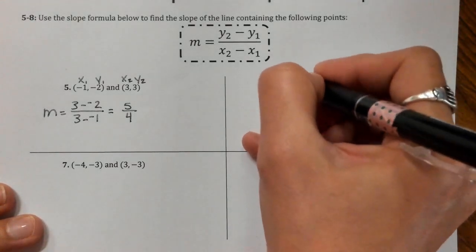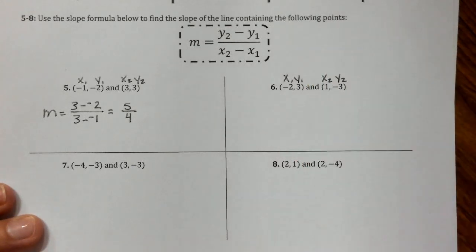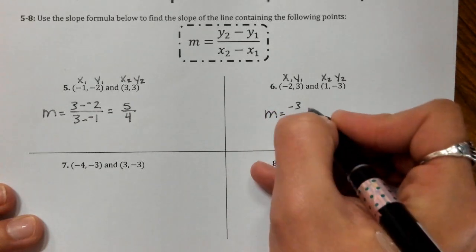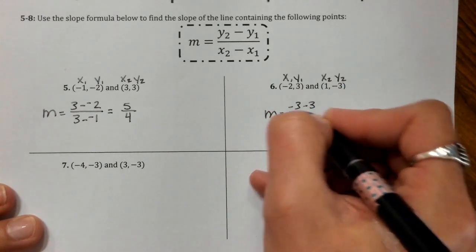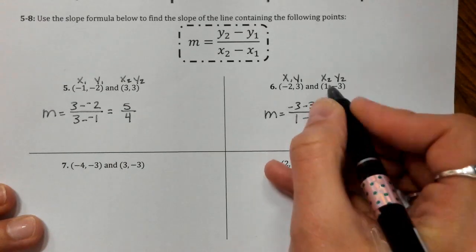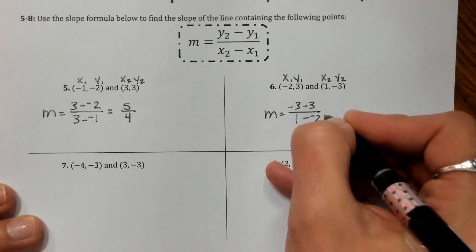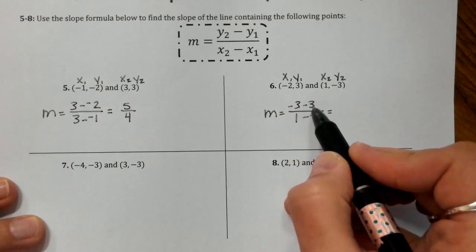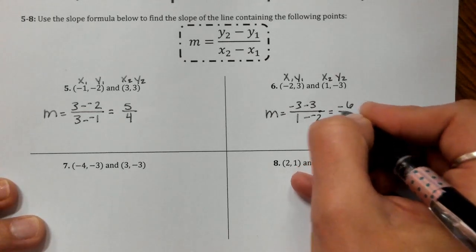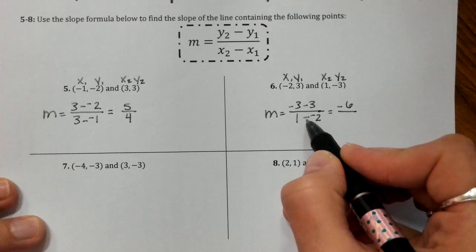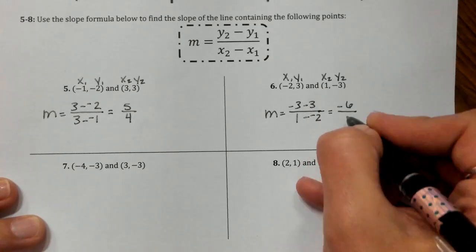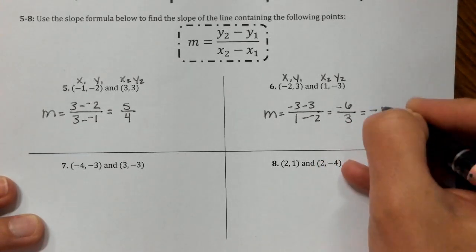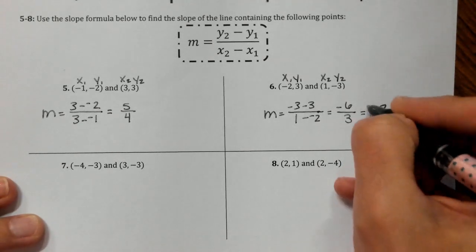We're going to do the same thing with your x1s, y1s, x2s, and y2s over here, and continue with the same process. y2, negative 3, minus y1, 3, over x2, 1, minus x1, negative 2. Watch now for that negative 2 again. Up in the numerator, we have a negative 3 minus 3 more. That gives us a negative 6. And then we wind up with 1 minus negative 2, which turns into a 1 plus 2, gives us 3. This all rolls down. We do need to simplify it. It's going to be a negative. 6 divided by 3 is 2. So we have a negative 2 slope.